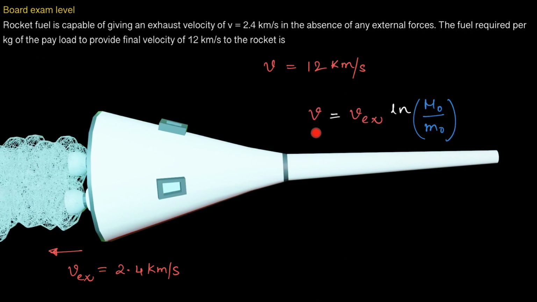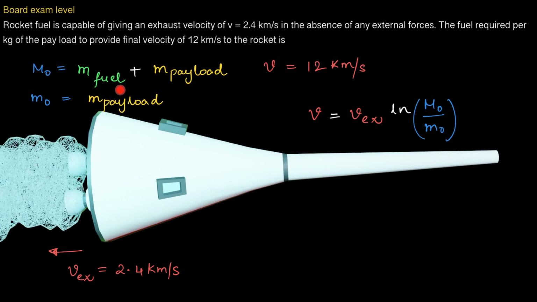So we use the rocket equation here, which is V equals V exhaust ln capital M naught by small m naught. Capital M naught is the mass of fuel plus mass of payload, and finally all the fuel is used up and you have only the payload mass. As he has not given us any staging here, we are taking the mass of the structure in the mass of payload only. That is why I have not mentioned the extra mass of structure here. I have included it in the payload itself.